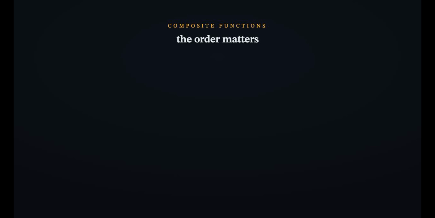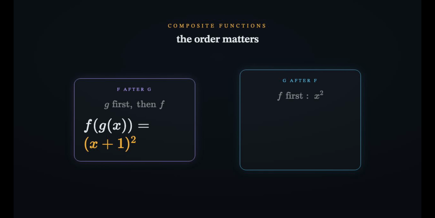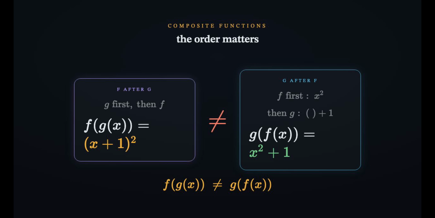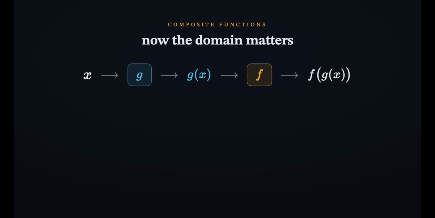The order matters. g of f of x would be different. First do f. f of x equals x squared. Then put that into g. g of f of x equals x squared plus 1. So usually f of g of x is not equal to g of f of x. Now the domain matters. For a composite function like f of g of x, the domain is harder to see.